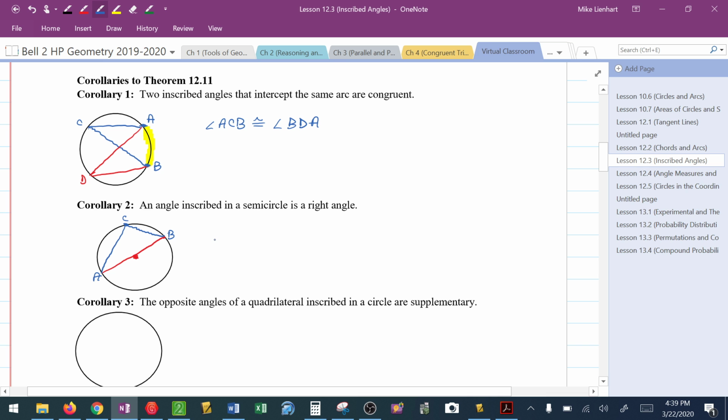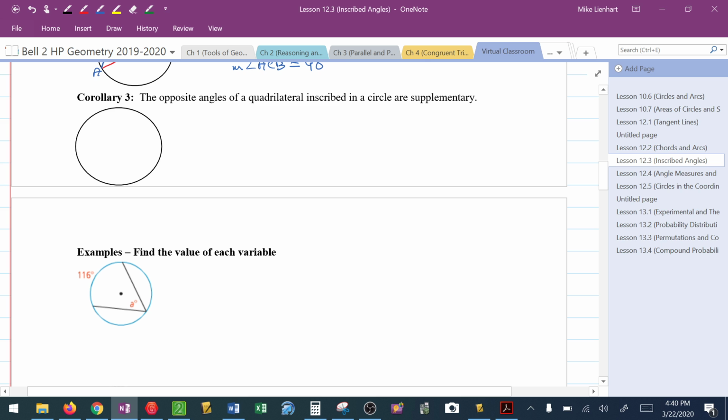Here's what I know. I know that the measure of angle ACB is going to be half of its intercepted arc, and its intercepted arc here is 180. That allows me to conclude that the measure of angle ACB has to be 90 degrees, or a right angle.